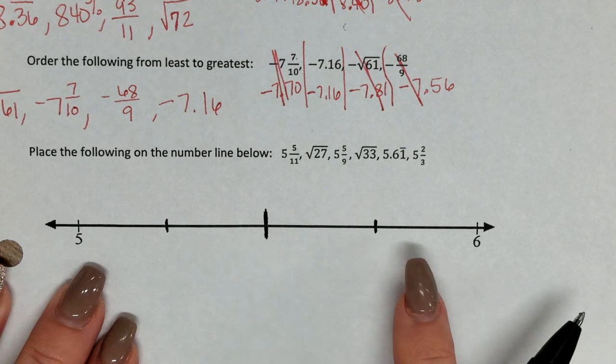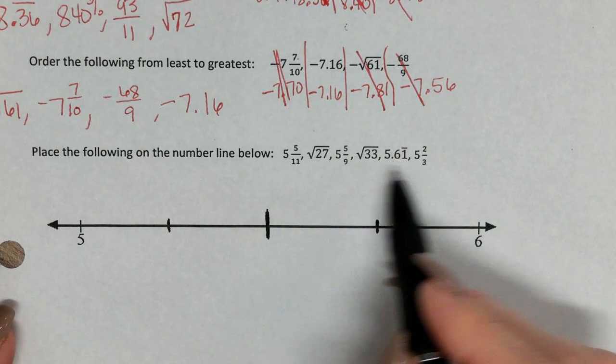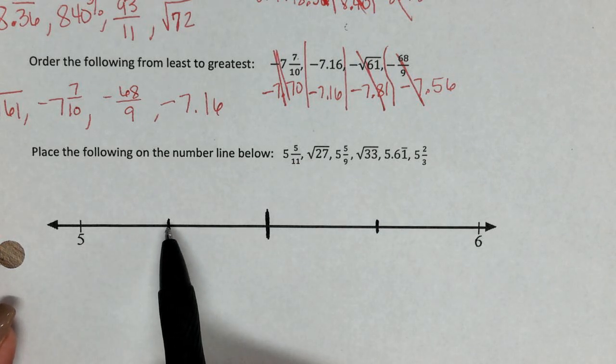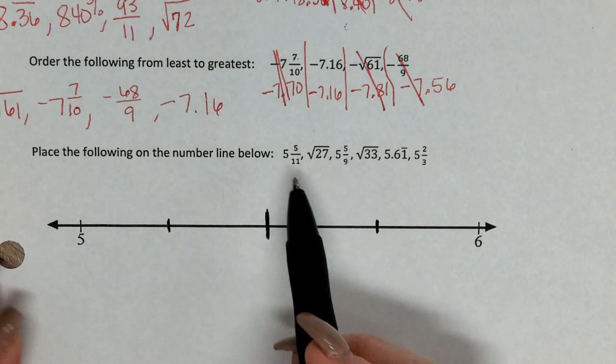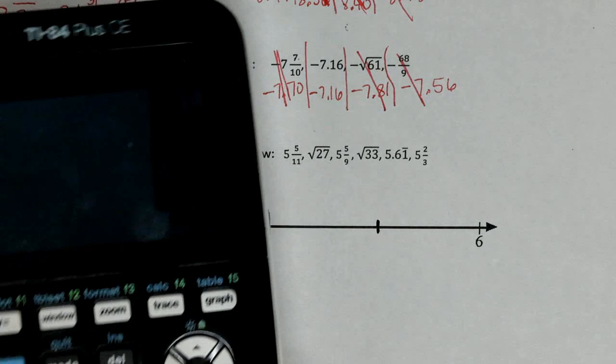So why did I put those dashes? To help me know where to put these. I know that this is $5, this is $5.25, $5.50, $5.75, and 6. So let's go change these to what? Decimals. So 5 and 5/11.